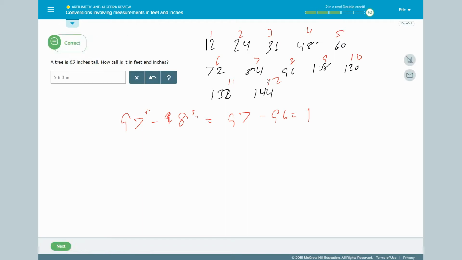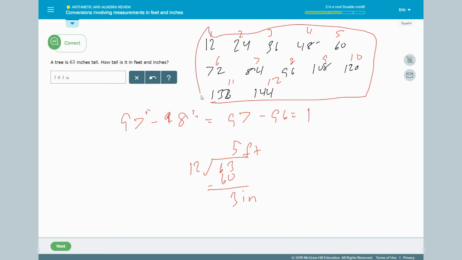So if you're not comfortable with long division, what that would look like is this. Let me get my little drawing tool. We'd have 12 into 63. 12 goes into 63 5 times, minus 60 is 3. So that's 5 feet and a remainder of 3 inches. That's the same exact thing as writing out your 12's timetable and just going from there. So either way you do it, this is how you solve these problems.